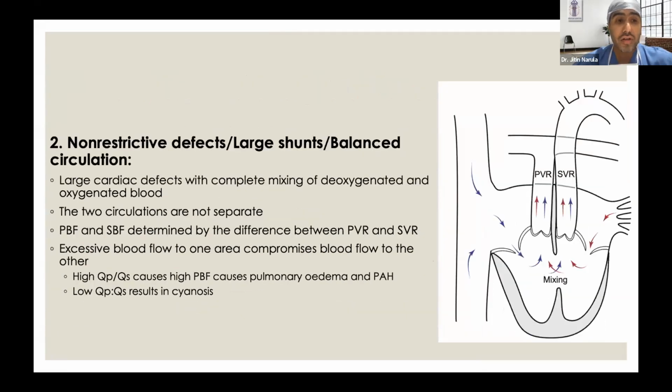What we are more concerned about as anesthesiologists in perioperative situations are non-restrictive defects, or the larger shunts. These are also called balanced circulations. That's because the large cardiac defects cause complete mixing of the deoxygenated and the oxygenated blood. The 2 circulations are not separate, and the pulmonary blood flow and the systemic blood flow in these situations are determined by the difference between the pulmonary vascular resistance and the systemic vascular resistance. So excessive blood flow to any one area will compromise the blood flow to the other area.